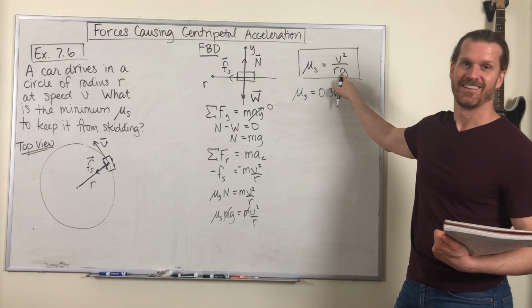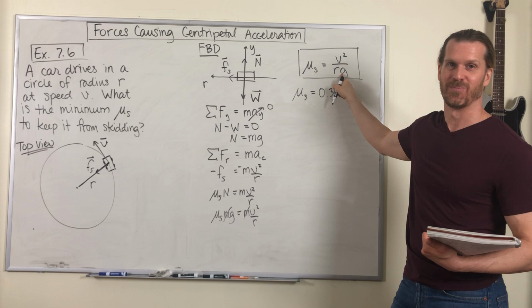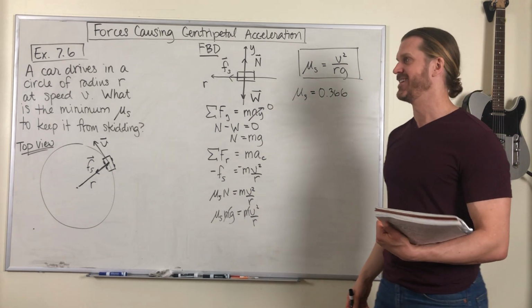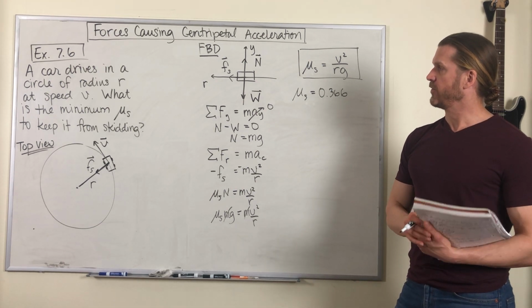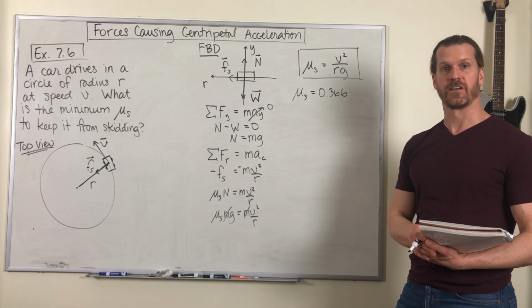Also, if you could make gravity stronger, you can't adjust this on Earth, but if you were on a planet with higher gravity, you could take your turns faster too, because g would be a bigger number. Okay, so that's example 7.6. We'll do some more examples in the next few videos.